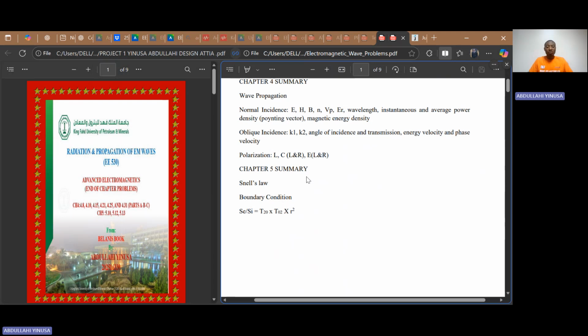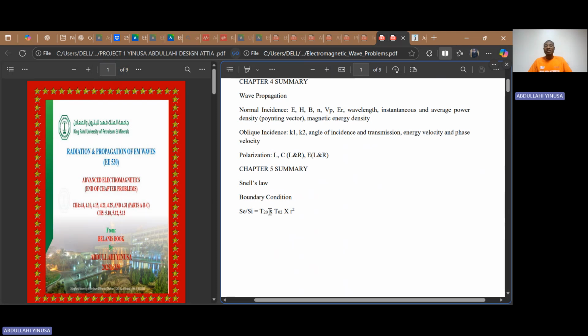From there, we can go to Snell's law, our common law in physics. Snell's law says that n1 sine theta, where theta is the angle of incidence, is equal to n2 sine theta, the angle of refraction, where n1 and n2 are the refractive indices of the first medium and that of the second medium.